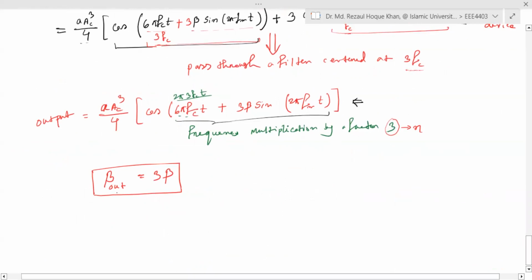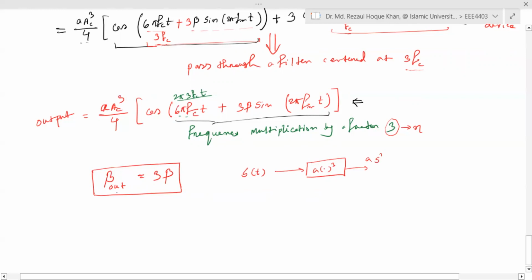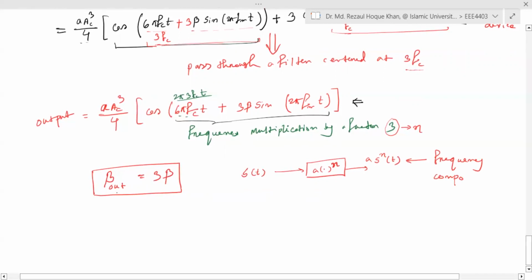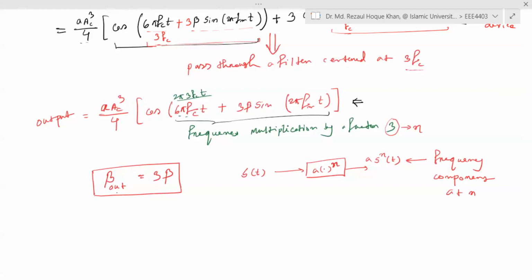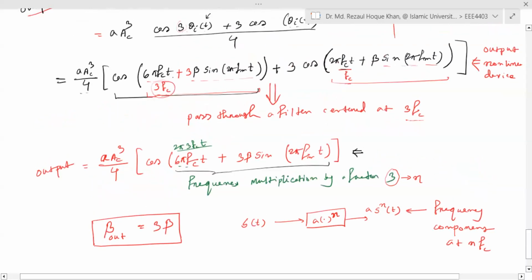Okay, so what will happen when you pass a signal s(t) through a cube? If instead of a cube we have an n-times multiplication, then it will be s to the power n of t, where the frequency component will be at nfc. Here, when it was a cubic multiplication, the frequency component was at 3fc. So if you have an n multiplier, the frequency component will be at nfc.